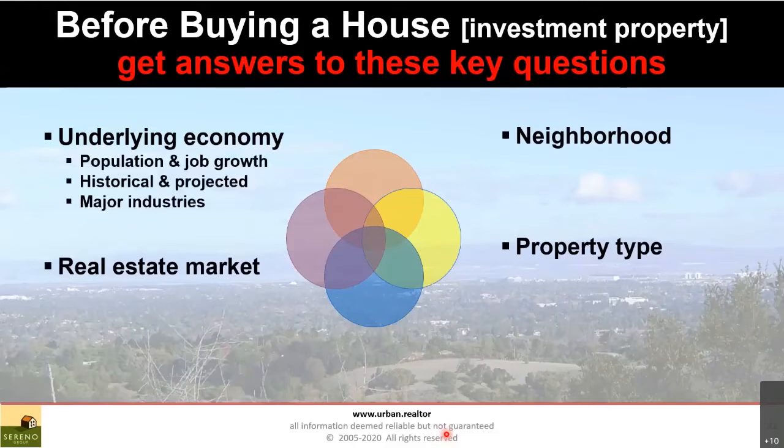What do we include? Population and job growth. Okay, population growth, we talked about it. We want to see that there is a gap between demand and supply. We also want to see, obviously, that population growth is a derivative of job growth, of industries that are attracting new employees. Obviously, we have the historical and projected based on the economy and major industry.